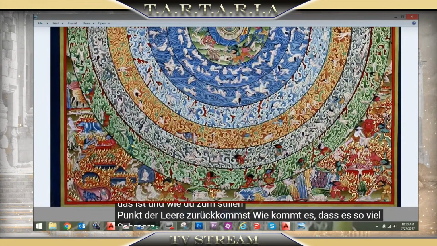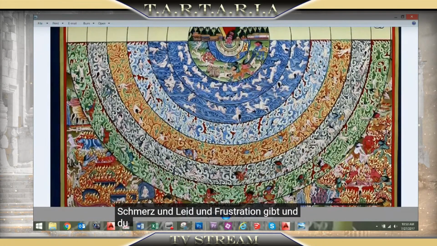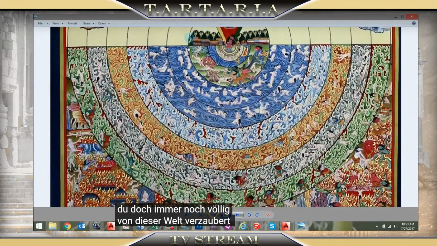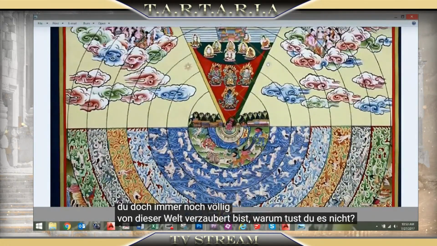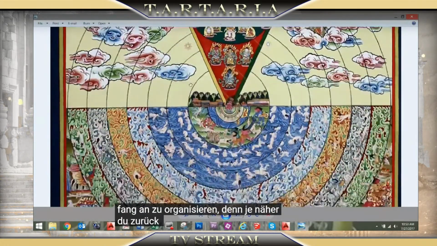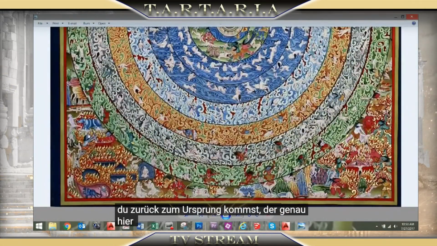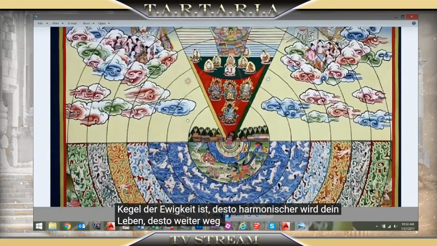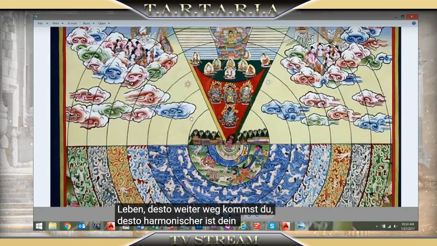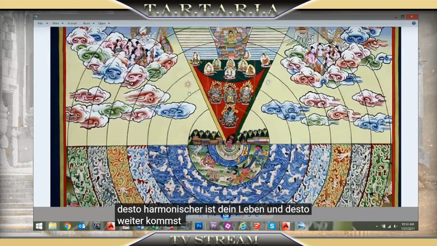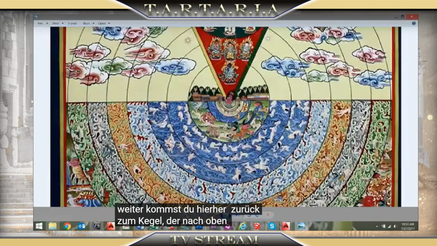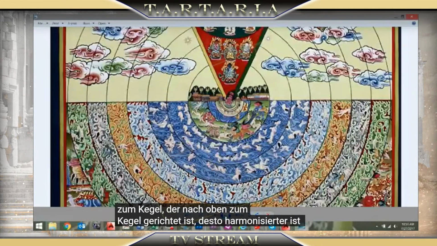How come that so much pain and suffering and frustration, and yet you're still completely enchanted by this world? Why don't you start organizing? Because the closer you get back to the origin, which is right here, the entrance point back into the cone of eternity, the more harmonic your life gets. The further away you get, the more disharmonic your life is, and the closer you get back towards the cone, the more harmonized your life is.